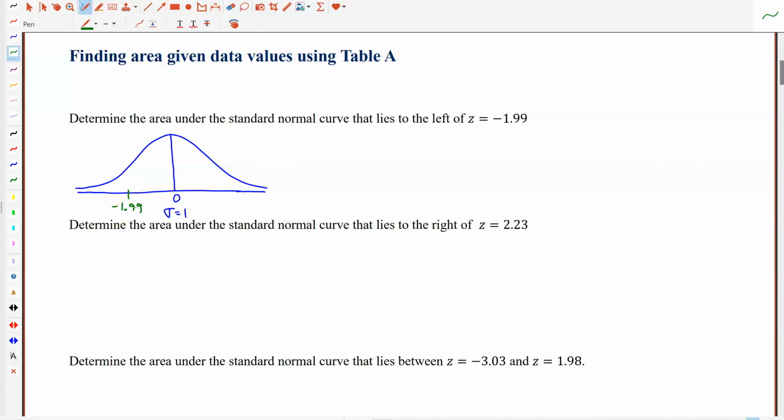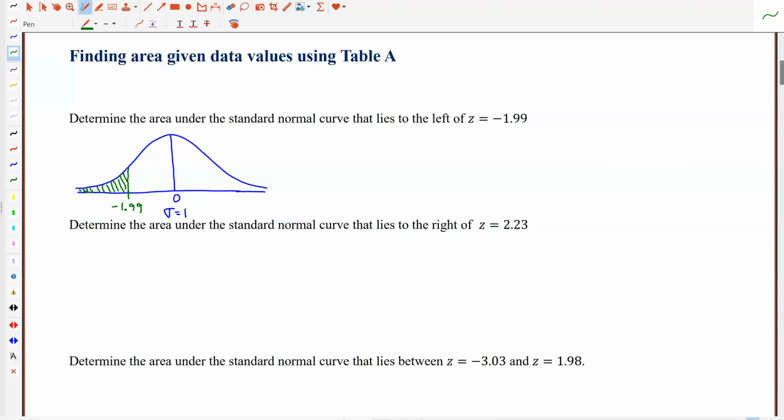So there's my z-score. Now specifically for that z-score, I want to find the area under the curve that lies to the left of it. So from my mark, I'm going to draw a line up until I hit my normal curve, and then I'm going to shade the area to the left of it. So I'm just going to go ahead and shade that area. And that is the area that I now want to find. So I want you to notice that you're given a z-score, and with respect to that z-score, we want to find the area to the left.